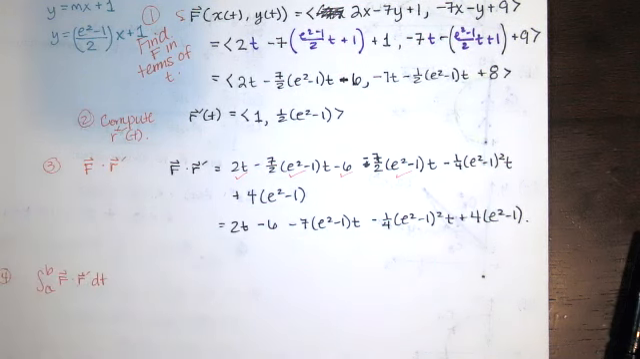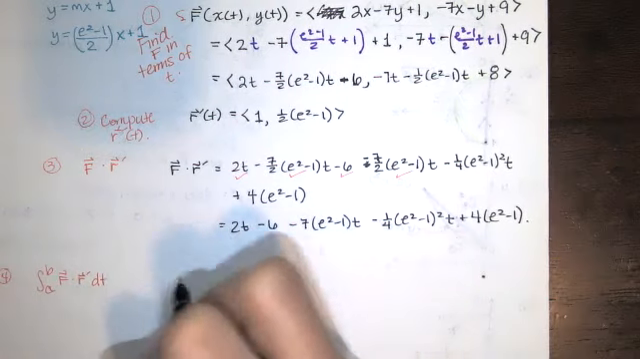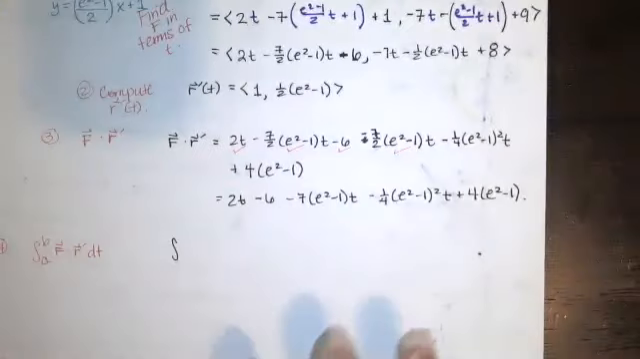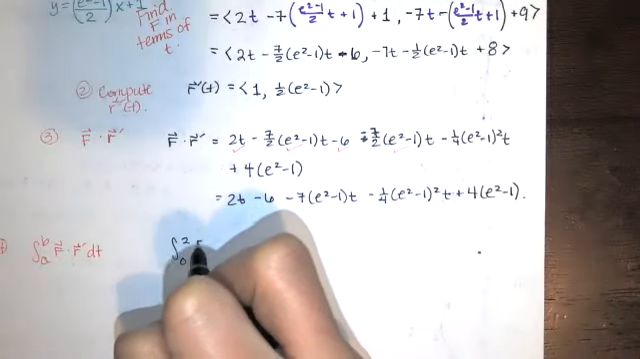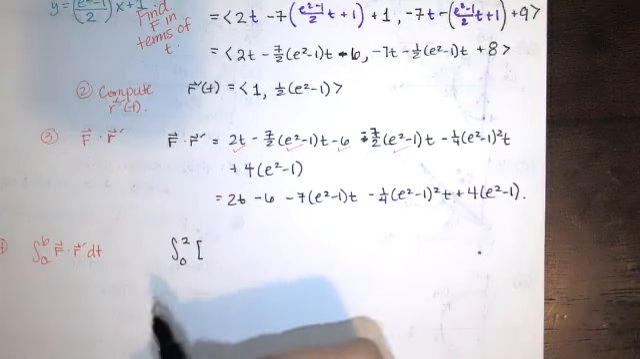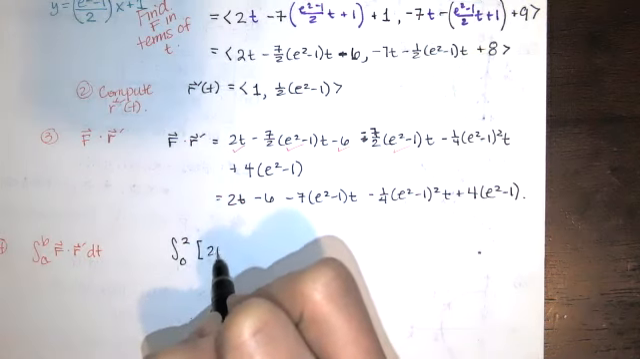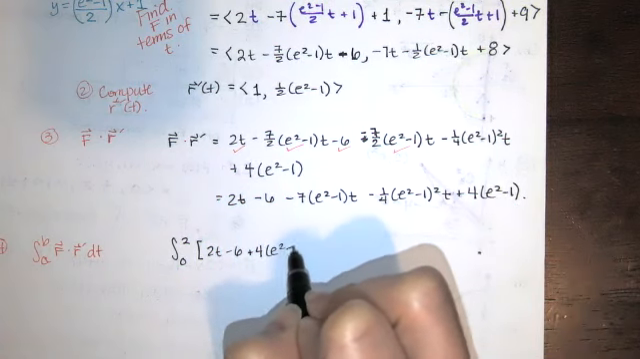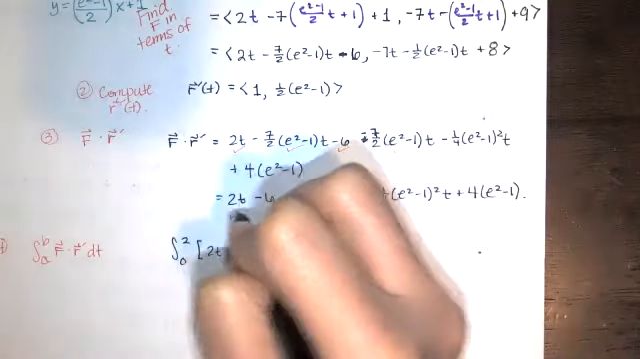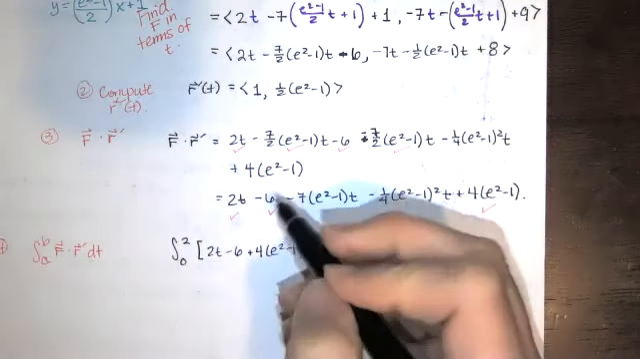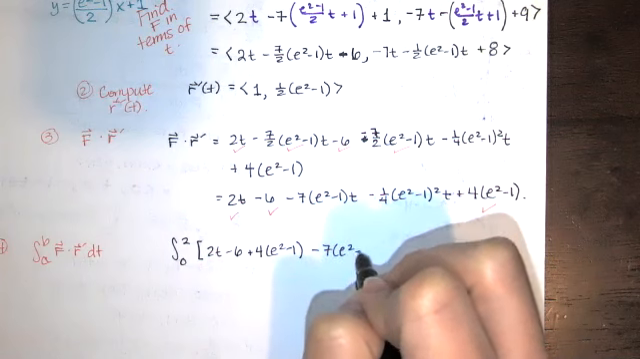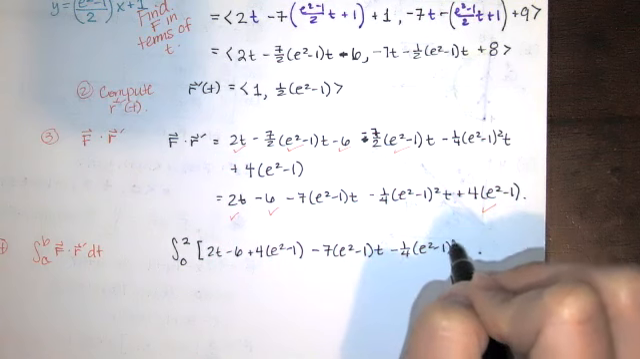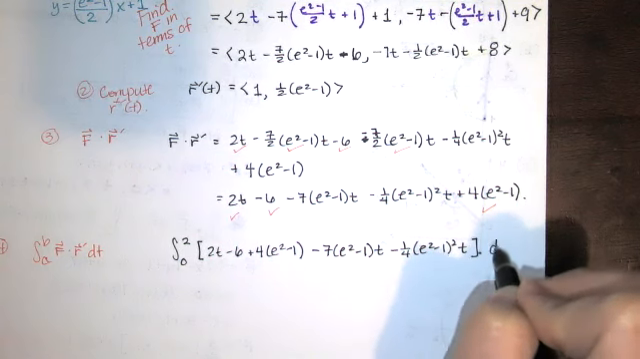Basically, it's that one. And we're going to use these bounds for t. T starts at 0 and ends at 2. So I have this 2t minus 6. I think I'll bring that constant over here as well. Plus 4 times e squared minus 1. Take care of that and that and that. And then here I've got minus 7 times e squared minus 1 times t and minus 1/4 times e squared minus 1 quantity squared times t dt.